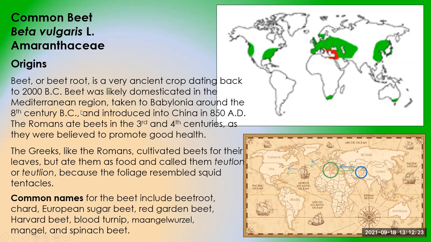Here's just some more information if you want to really get to know your information here. Domesticated in the Mediterranean region around 8th century BC, and then it goes to China. So it's getting spread all over the place. It's obviously a very good vegetable.